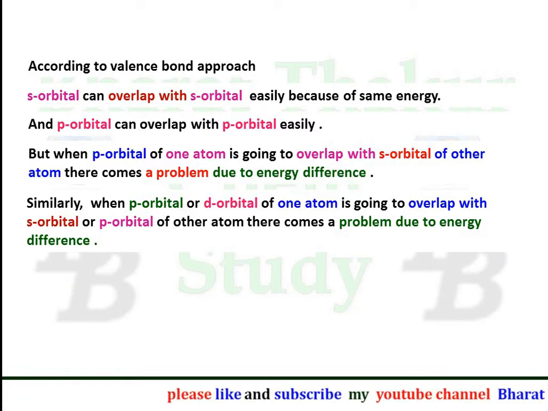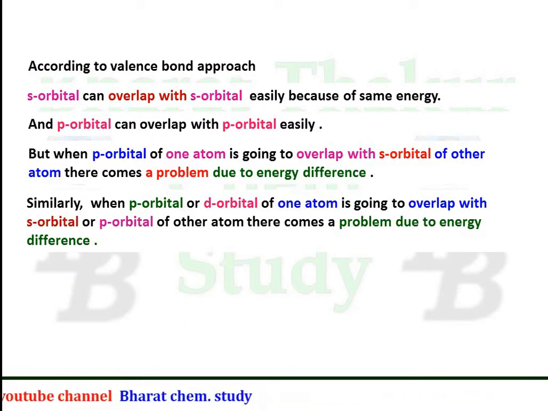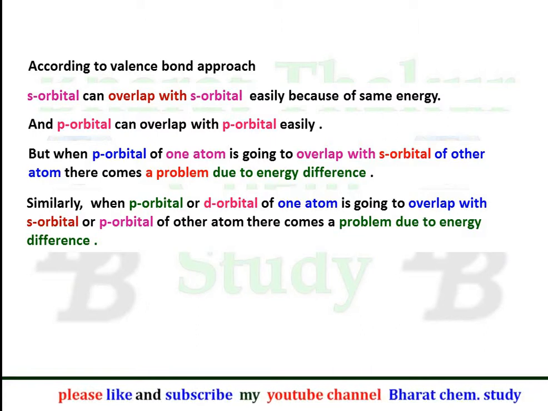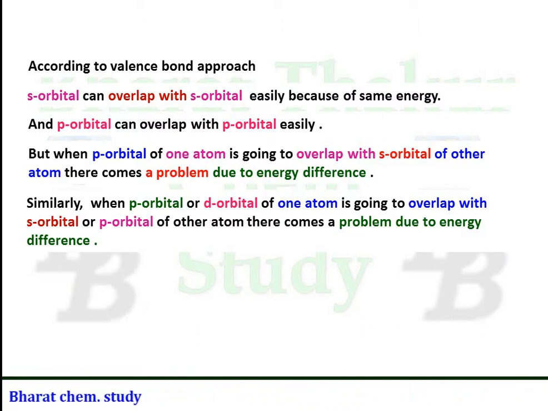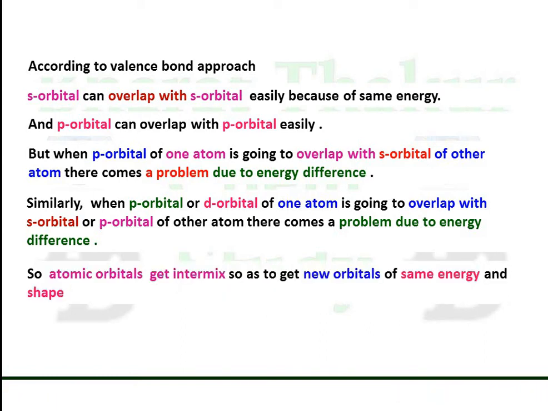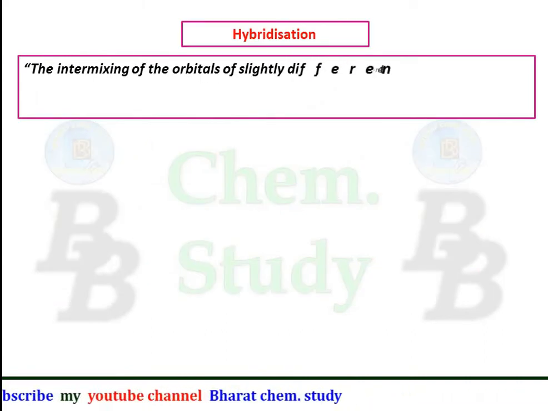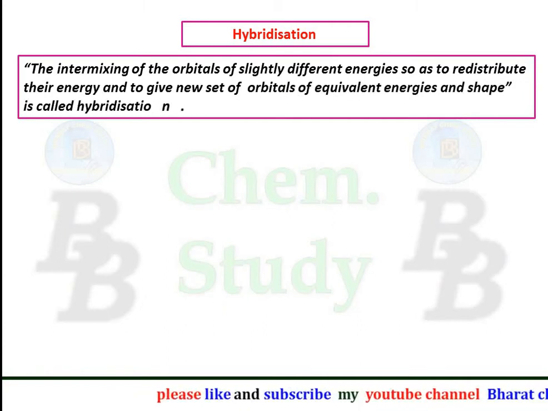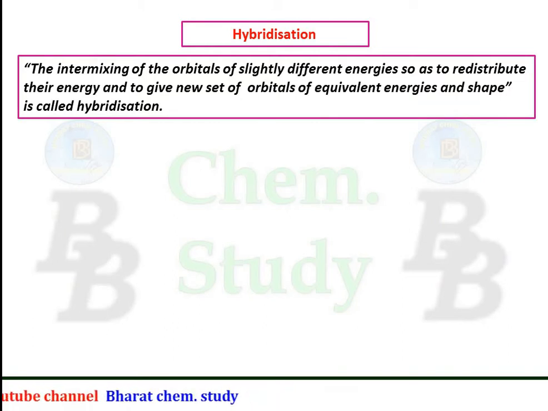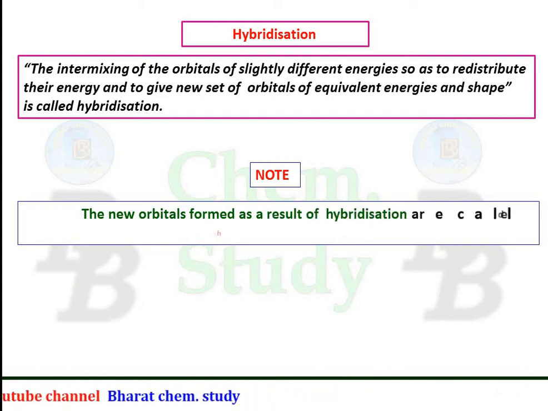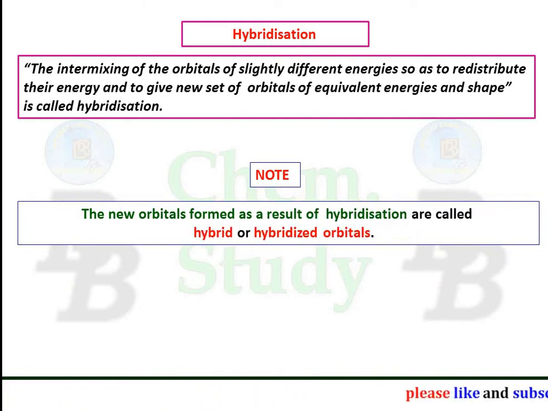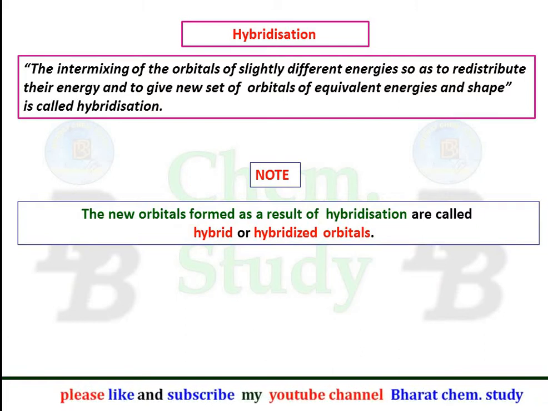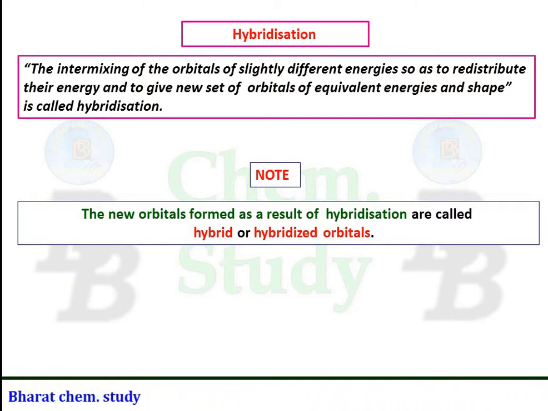So this problem can be solved by the intermixing of atomic orbitals so as to give new orbitals of same energy and shape which can overlap with s orbital or p orbital or d orbital of the other atoms. So this intermixing of the orbitals of slightly different energy so as to redistribute their energies and to give new set of orbitals of equivalent energies and shape is called hybridization. Note, the new orbitals formed as a result of hybridization are called hybrid or hybridized orbitals. They have same energy as well as same shape.